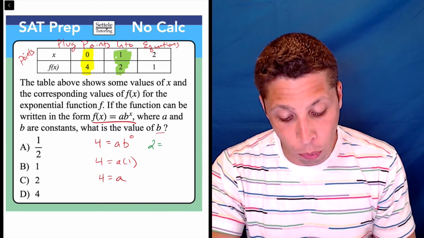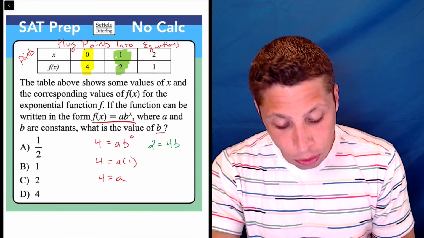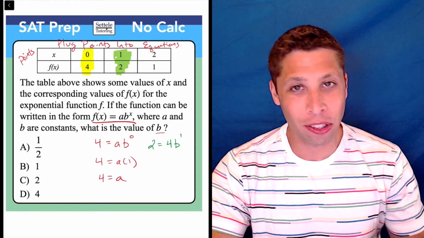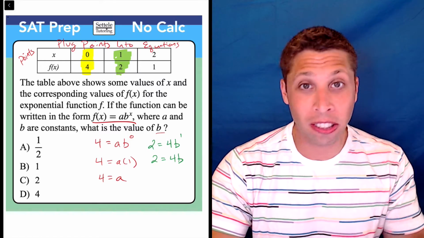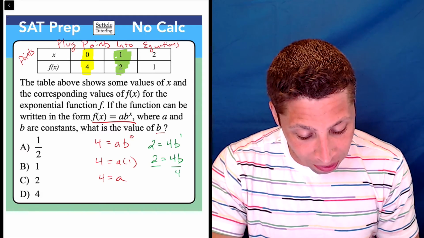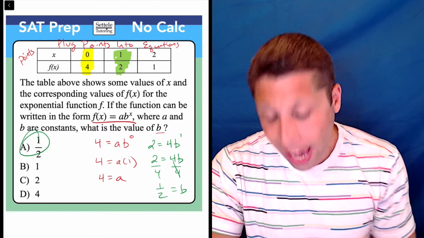2 is the value of y. A we now know is 4, so I can plug that in. I still don't know b, but I now have an x value of 1, which is very convenient because when I simplify this, I just get that 2 is equal to 4b. This is a very simple algebra situation. The exponent is gone, and so we divide by 4, and we can reduce that fraction to find that b is 1/2, and that is the answer.